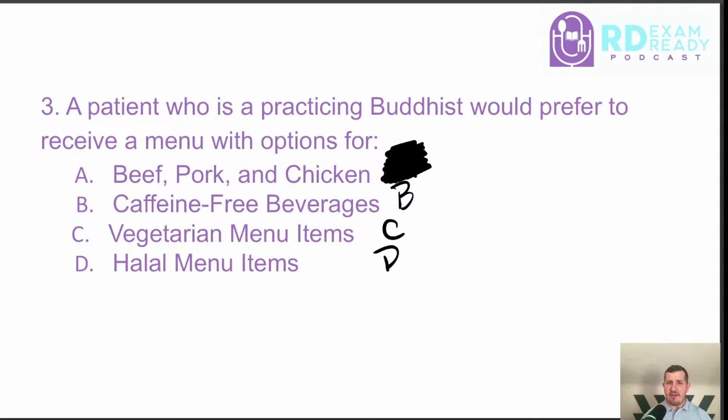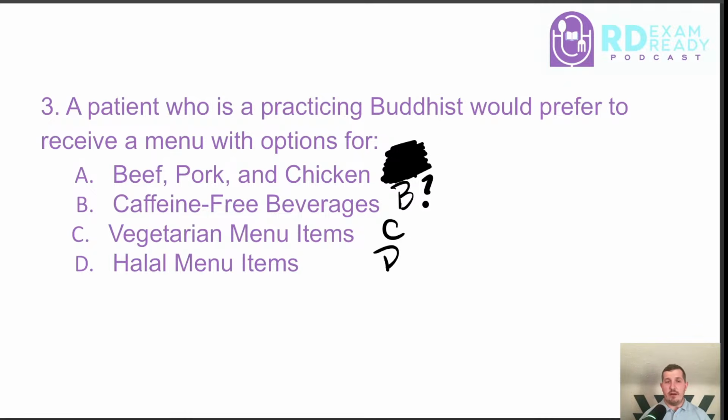B, caffeine-free beverages. Well, maybe I'm here on exam day and I don't know. I don't know about caffeine free beverages, but just because I don't know it doesn't mean I'm going to pick it. That doesn't make any sense, right? You wouldn't just pick an answer because you don't know it. You'd want to pick something you do know. So I'll just put a little question mark by B for right now. I'm not sure about it. Maybe I like it, maybe I don't.